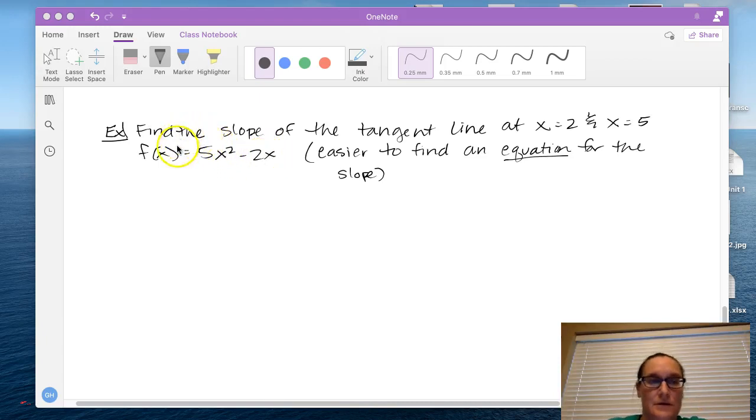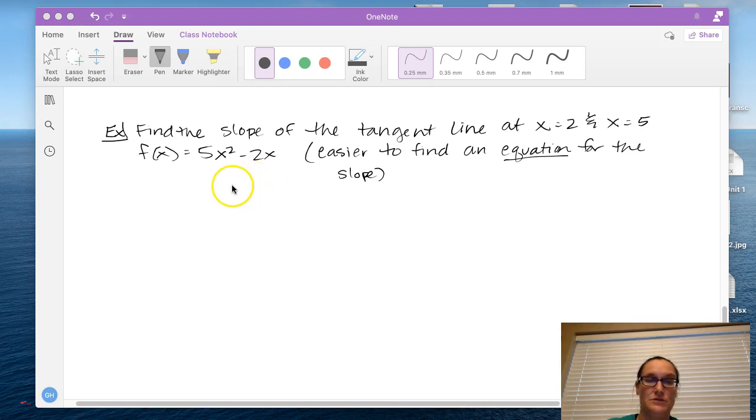Okay, so for this one, we want to find the slope of the tangent line at x equals 2 and x equals 5, and here's our function. I noted that it's easier to find an equation for the slope here. Since you have to find it for two different values, you'd have to work two separate limits. But if you just do it in general for any point, then you can do your limit once and then just plug in 2 and 5 at the end. So that's kind of the idea behind this example.